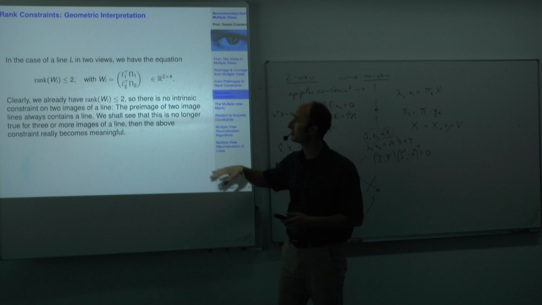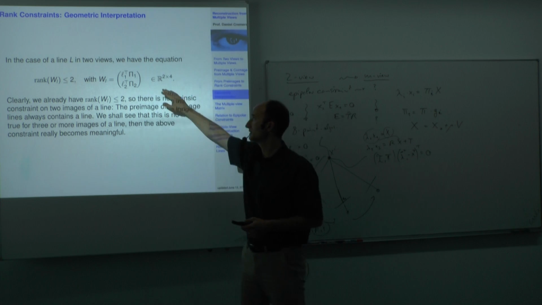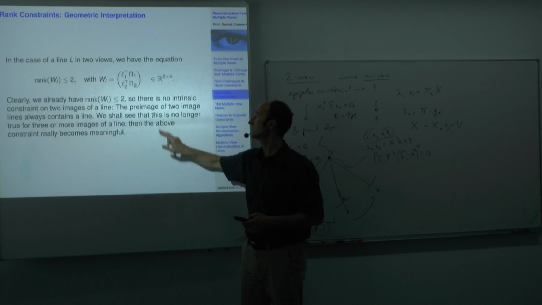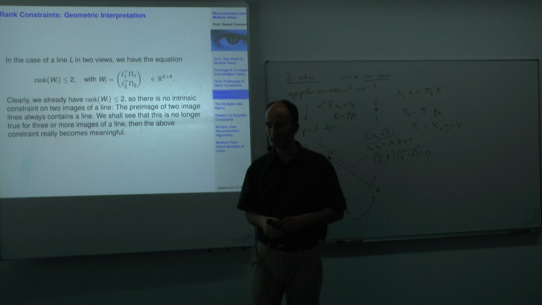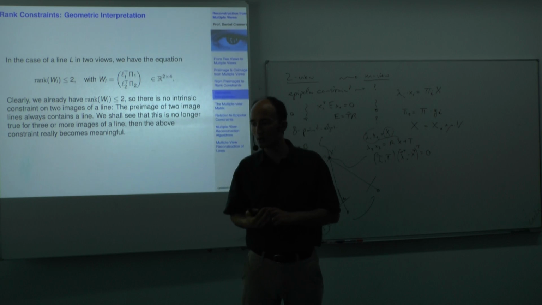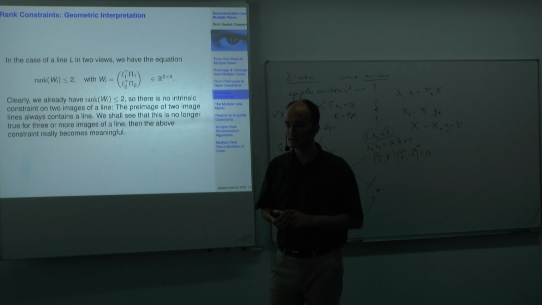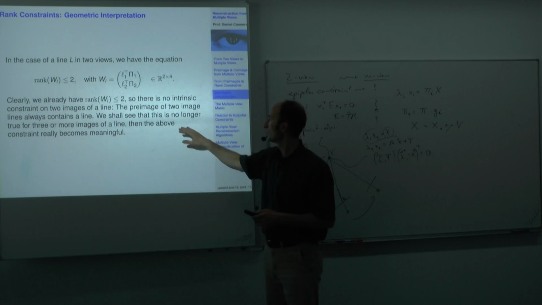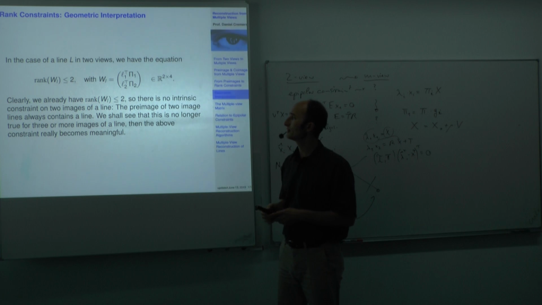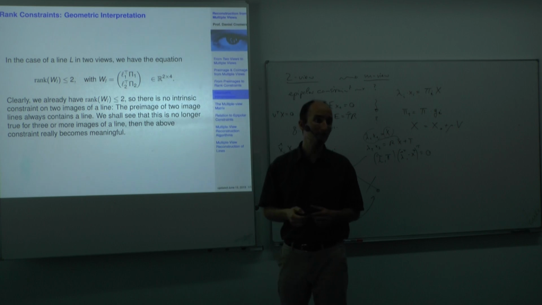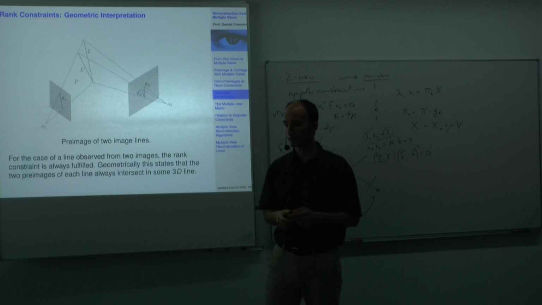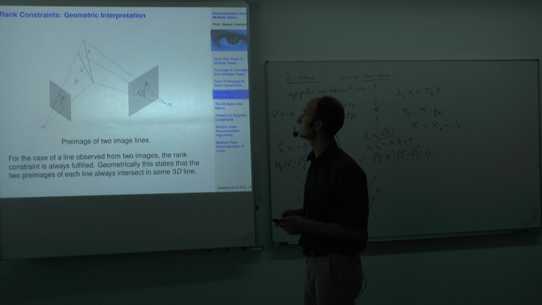But as I said, in the case of 2 lines, a line observed in 2 images, this is a 2 by 4 matrix. So the constraint rank smaller or equal to 2 is always fulfilled, no matter what camera motion you consider. But as I said, once we consider more than 2 images, 3, 4, 5 images, this becomes a meaningful constraint. Here's an example.